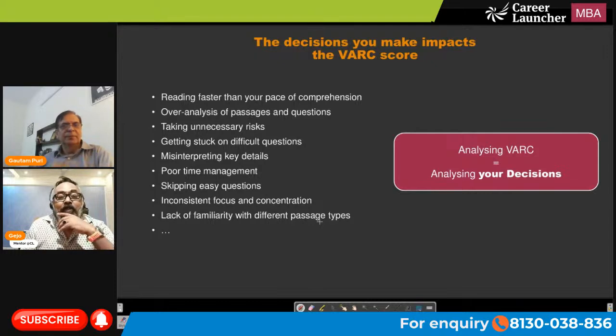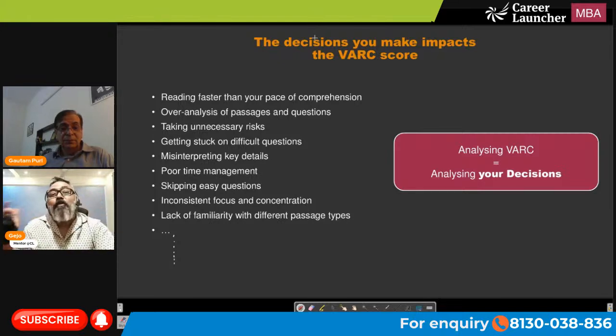Lack of familiarity with the different passage type. For example, a passage came, I don't know from where I've read it, and goes on and on and on. Anything here will impact the score of VRC. For example, this level of problem is not there so much in QA.